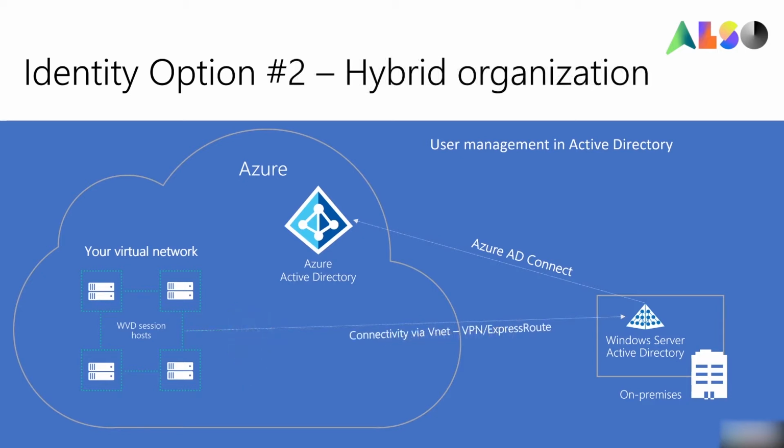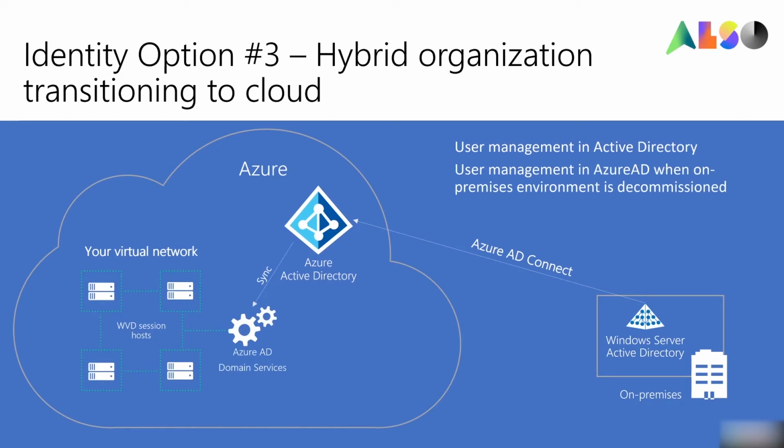The second option is, again, a hybrid organization. What we will do in this example, we have the Windows Server Active Directory on-premises server, and we again connect to Azure Active Directory Connect. And we provide the connectivity via VNet or VPN or ExpressRoute. So in this example, we don't run the server directly in Azure, but we run it on-premises.